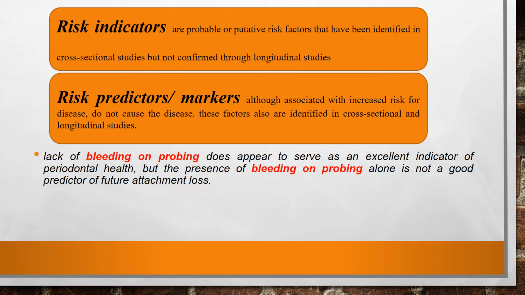Then comes the risk predictors and markers. Although associated with increased risk for disease, they do not cause a disease. These factors are identified in cross-sectional and longitudinal studies. For example, lack of bleeding on probing appears to serve as an excellent indicator of periodontal health, but the presence of bleeding on probing alone is not a good predictor of future attachment loss.